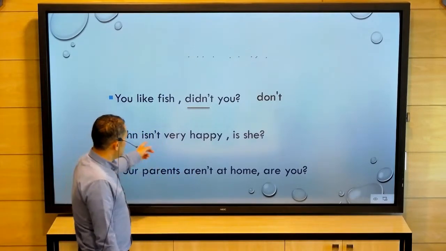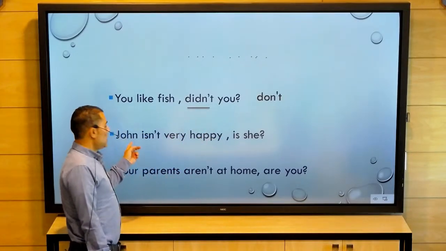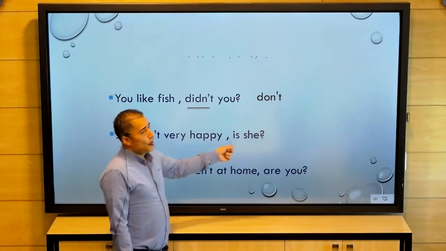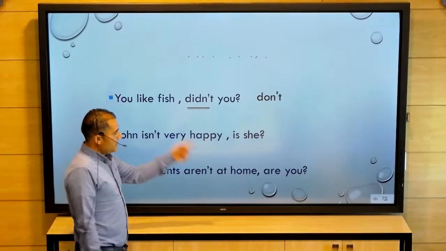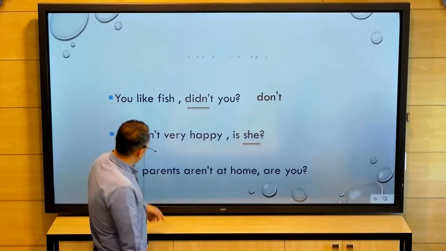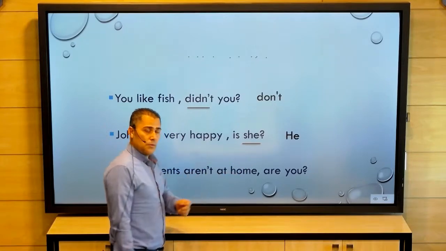Joan isn't very happy, isn't she? Here we have isn't, is, negative, positive, it's okay. But here the problem is with Joan. Joan is masculine, and we put the pronoun that's feminine, she. So we have to replace it. John isn't very happy, is he? With the appropriate subject pronoun for John.